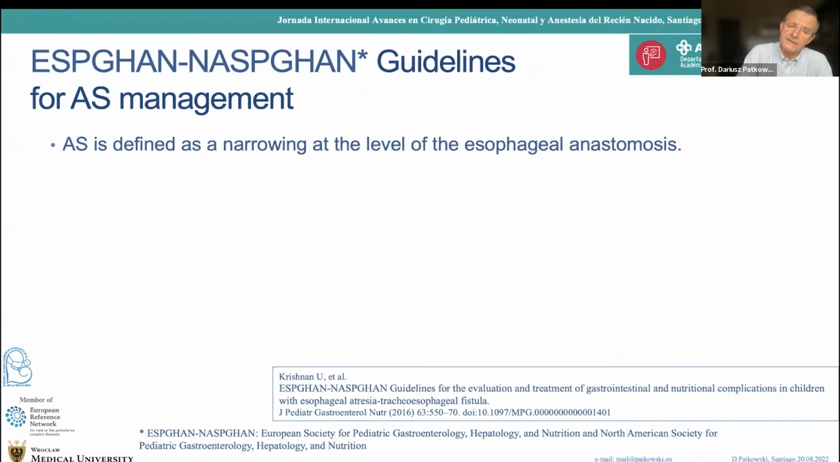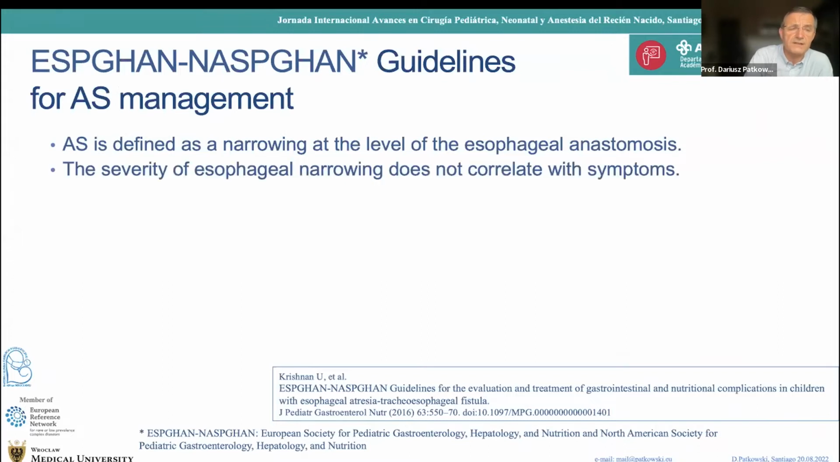So there's a beautiful article published by the European and North American Society for Pediatric Gastroenterology, Hepatology, and Nutrition. There are guidelines for anastomotic stricture management. It is defined as a narrowing at the level of the esophageal anastomosis. That is very clear. The severity of narrowing doesn't correlate with symptoms.